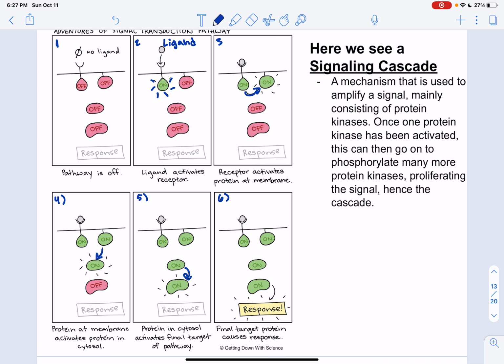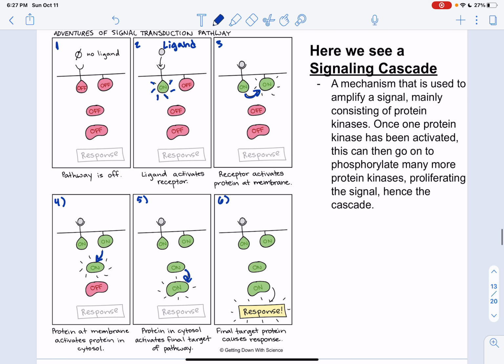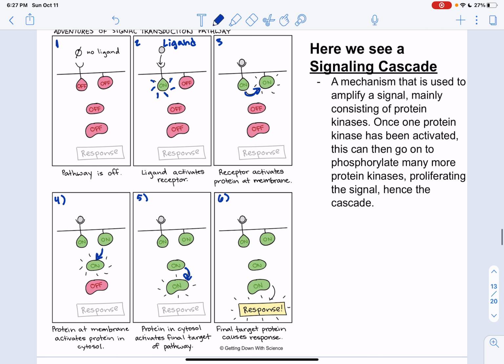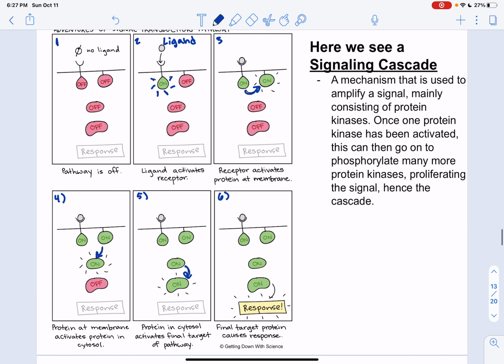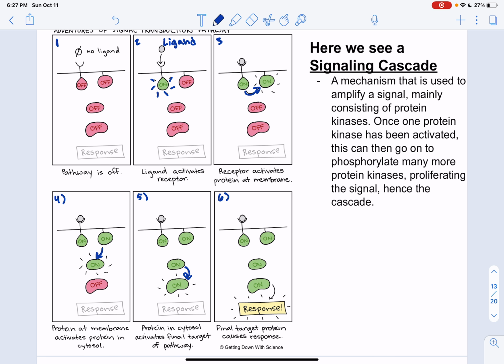Basically, the message is like a game of telephone. One person tells another, another tells another, another tells another, and this message is going to be spread across the cell until it eventually causes that response. Hence, a cascade. And basically, how are we turning these things on? Via phosphorylation.